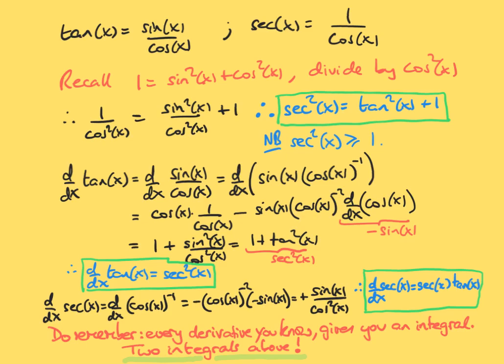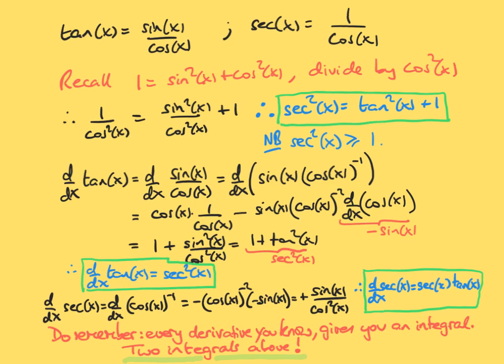Minus times minus is plus. We have sine of x divided by the square of the cosine function. So we have here a sine divided by 2 powers of the cosine. Sine divided by 1 power of the cosine is a tangent, and we would be left with 1 power of cosine in the denominator. So we'll have the tangent of x multiplied by 1 over the cosine, which is the secant. So we see that, as used on the previous slide, the derivative of secant is secant times tan. The derivative of sec is sec tan.